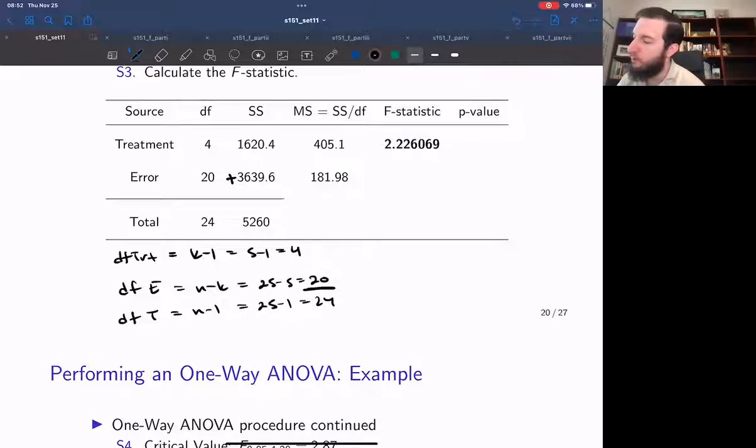And you can see the mean square calculations. So 405.1 is 1,620.4 divided by 4. 181.98 is 3,639.6 divided by 20. Okay, so we're dividing horizontally to get the mean squares, and we're adding vertically to get the totals. And then the F statistic is just 405.1 divided by 181.98.